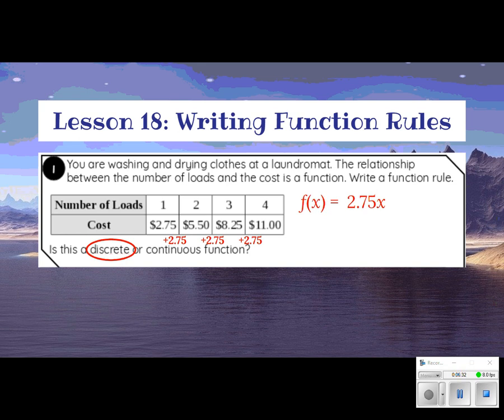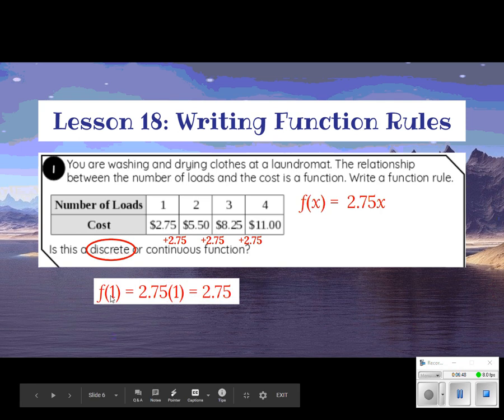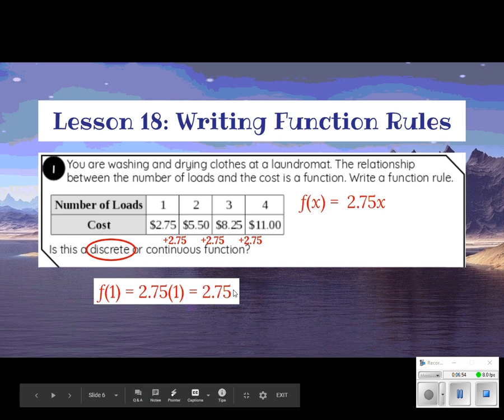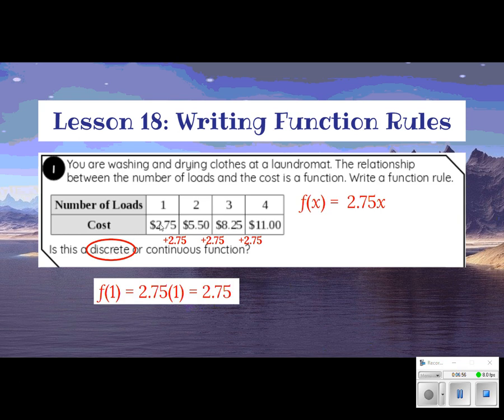Now, you need to check this because sometimes you will start with an idea from your table, and even the first or the first and second numbers will work out, but you need to be checking everything that's in this table. So we're going to plug in 1. f of 1 means that I plug in a 1 for x. 2.75 times 1 is $2.75. So that's what I have in my table.